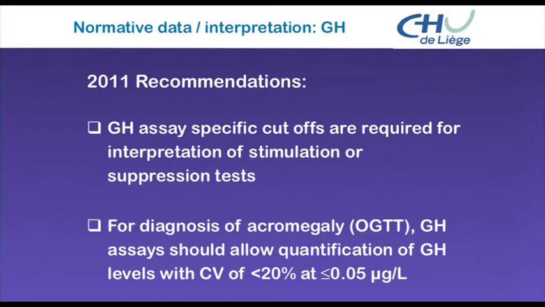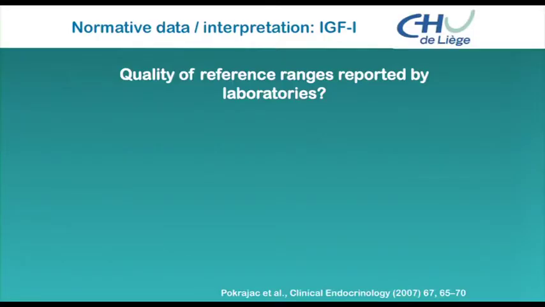If you want to have a diagnosis of acromegaly with an OGTT in a treated patient, you should have a CV that is below 20% at 0.05 microgram per liter. So you have to be very sensitive in the low end of your curve. It's very important to have a limit of quantification below 20%.